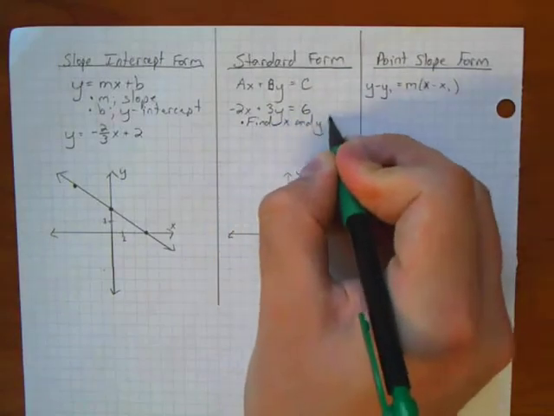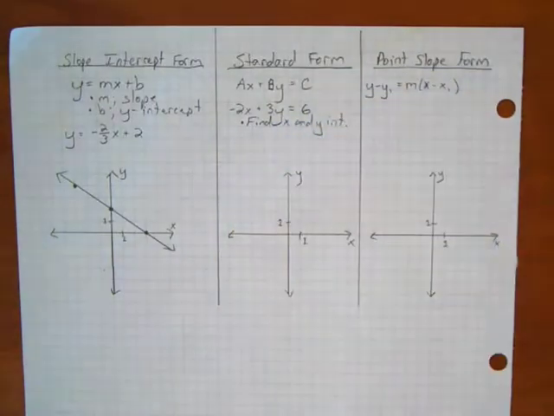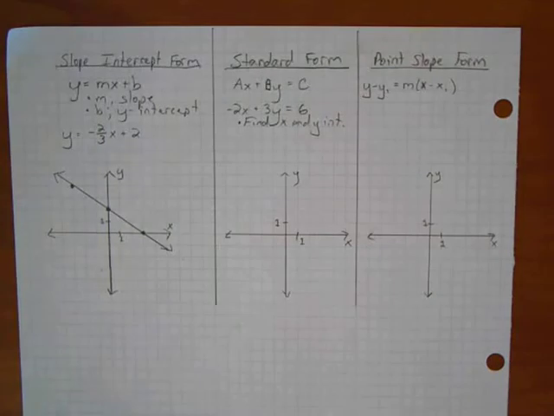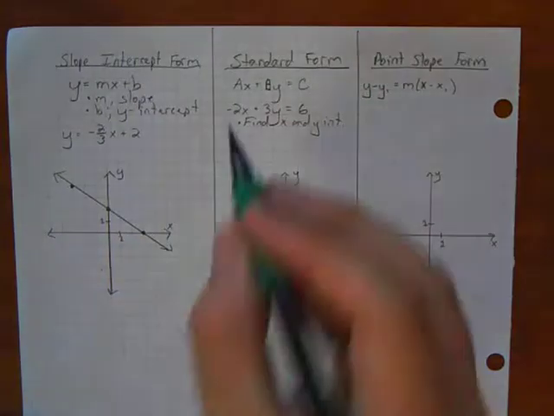x and y intercepts. Alright, finding the x and y intercepts is very easy when the equation of the line is in this particular form. So for example, what we're going to do is, let's first find the x-intercept.